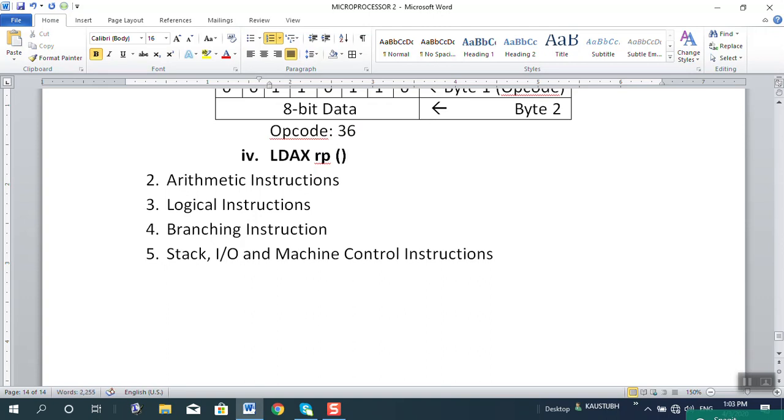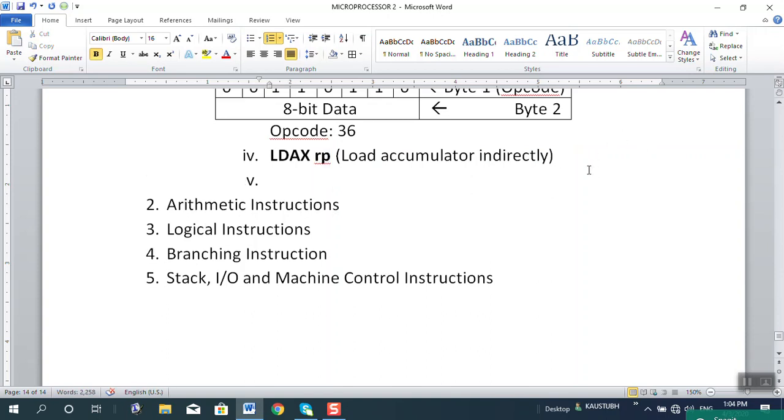The meaning is load accumulator indirectly. Why is it indirect? Because it is also specifying the memory location, but indirectly. Indirectly means the address is in RP. Now here there are a few things to be noted down.